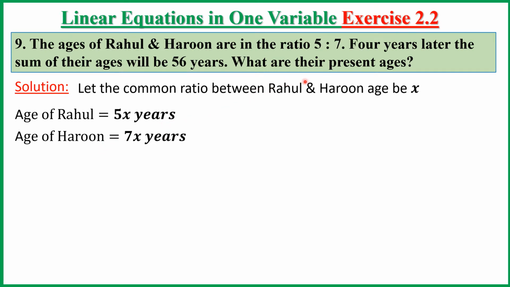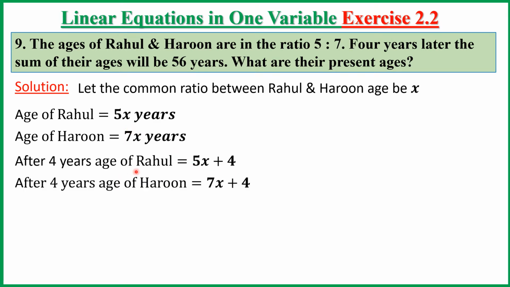They are asking for the present age. So after 4 years, the age of Rahul equals, what is Rahul's ratio? That is 5x, so 5x plus 4 since it is after 4 years. After 4 years, the age of Harun equals 7x plus 4. Then what have they given us? 4 years later, the sum of their ages will be 56. That is 5x plus 4 plus 7x plus 4 equals 56.